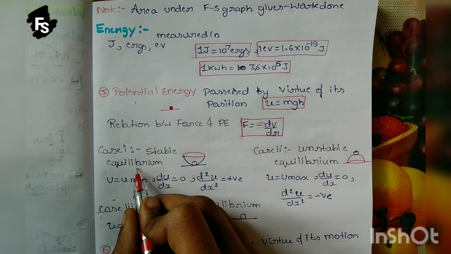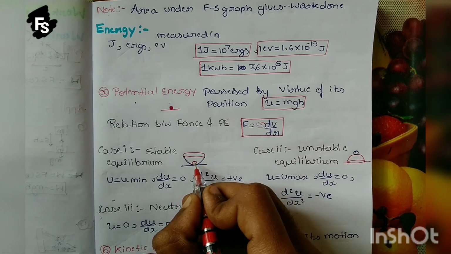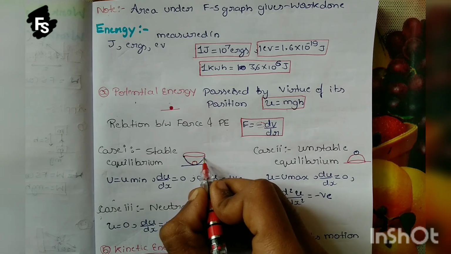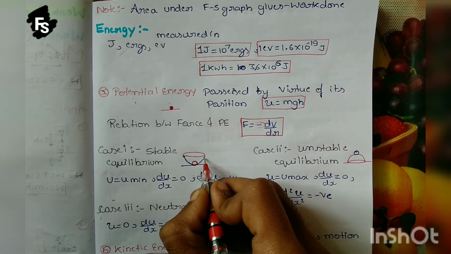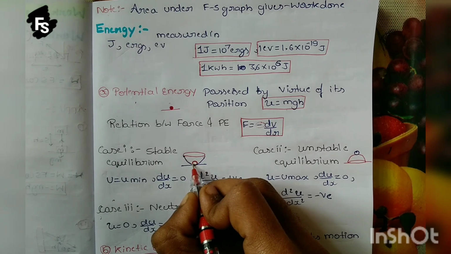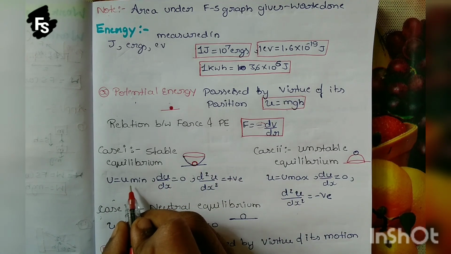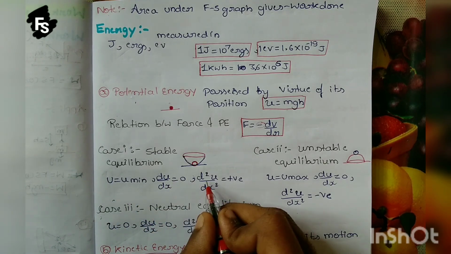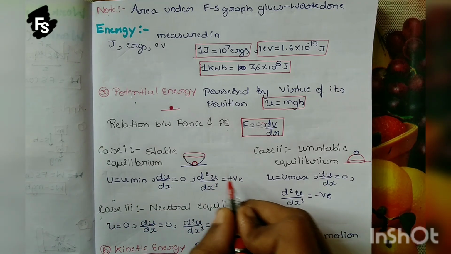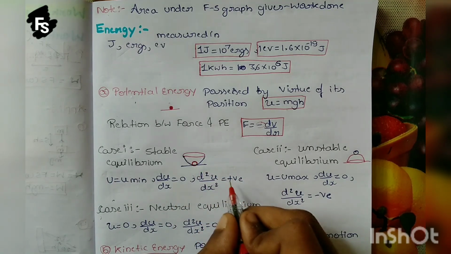Case first, stable equilibrium. Stable equilibrium means if you consider a bowl and place a ball anywhere in the bowl, it will always come to the bottom. So that is called stable equilibrium. Here potential energy is minimum. Here differentiation of potential energy dU by dx equals 0 and d square U by dx square is positive, because the ball always comes back here.